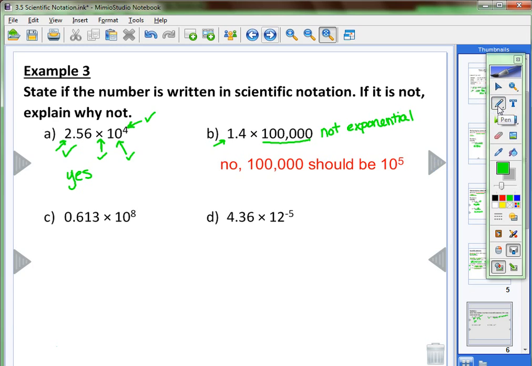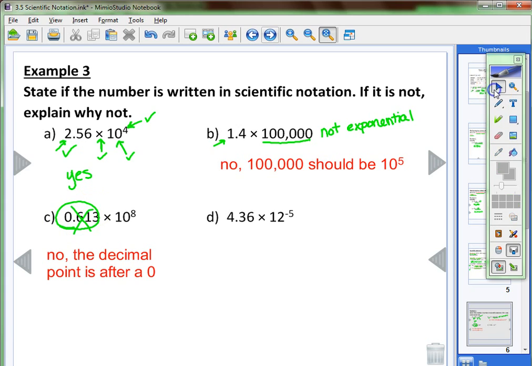In part C, actually I want you to do part C and part D by yourself. Are they scientific notation? And if not, why not? For part C, you should have gotten no, because the decimal point is after a 0. And we can't have the decimal point after 0 because this number is not greater than 1. In part D, your answer would be no, because it's not times a power of 10, it's times a power of 12. 12 needs to be 10 in order for it to be scientific notation.